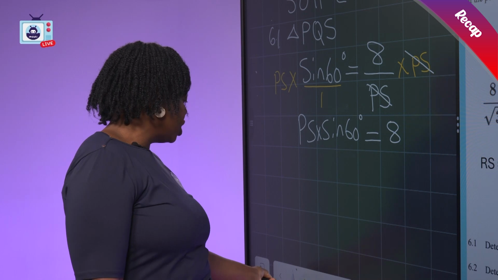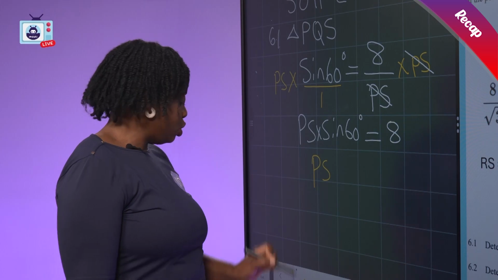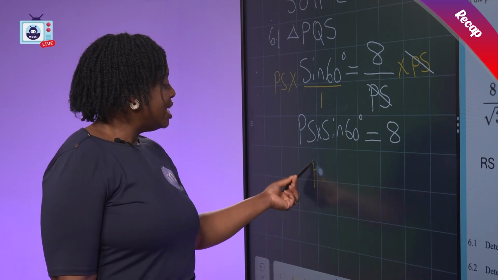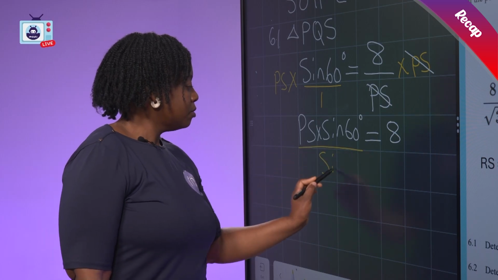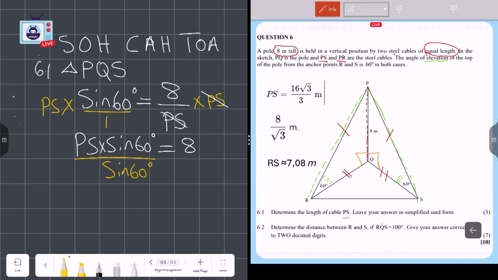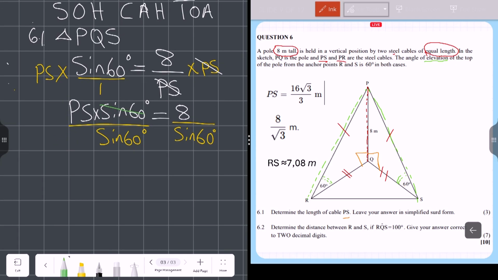But remember, we are looking for what? For only PS. So we need to leave PS by itself. For us to do that, we need to do what? Divide both sides by sine 60. Sine 60 degrees will divide both sides. Then the sine 60 will divide with the sine 60 on the left, and we remain with PS. Here we have 8 divided by sine 60.